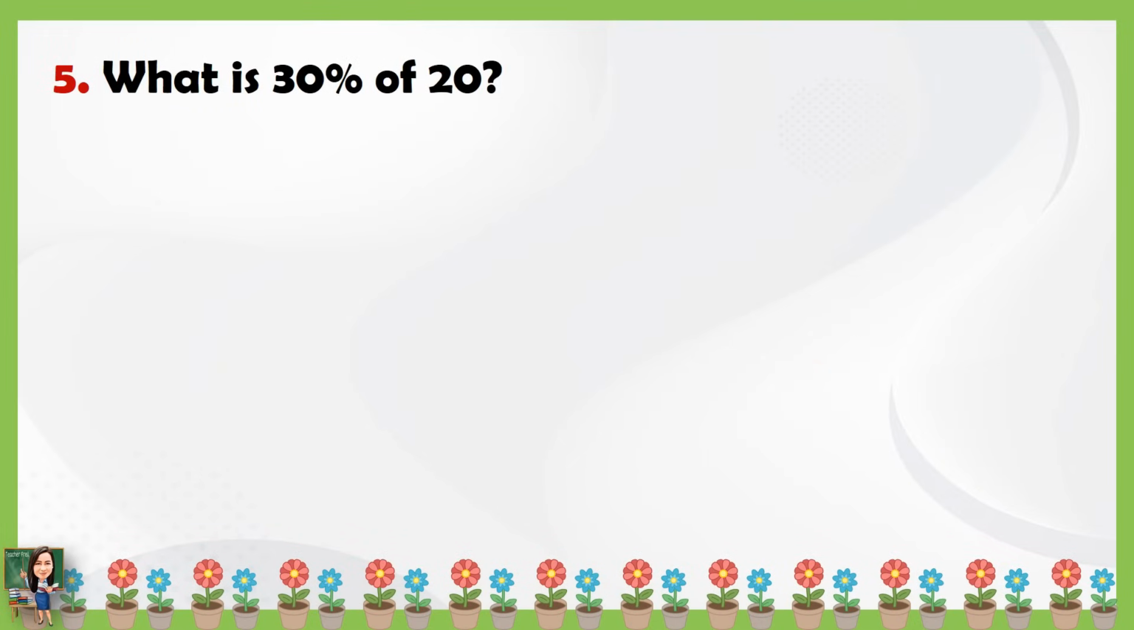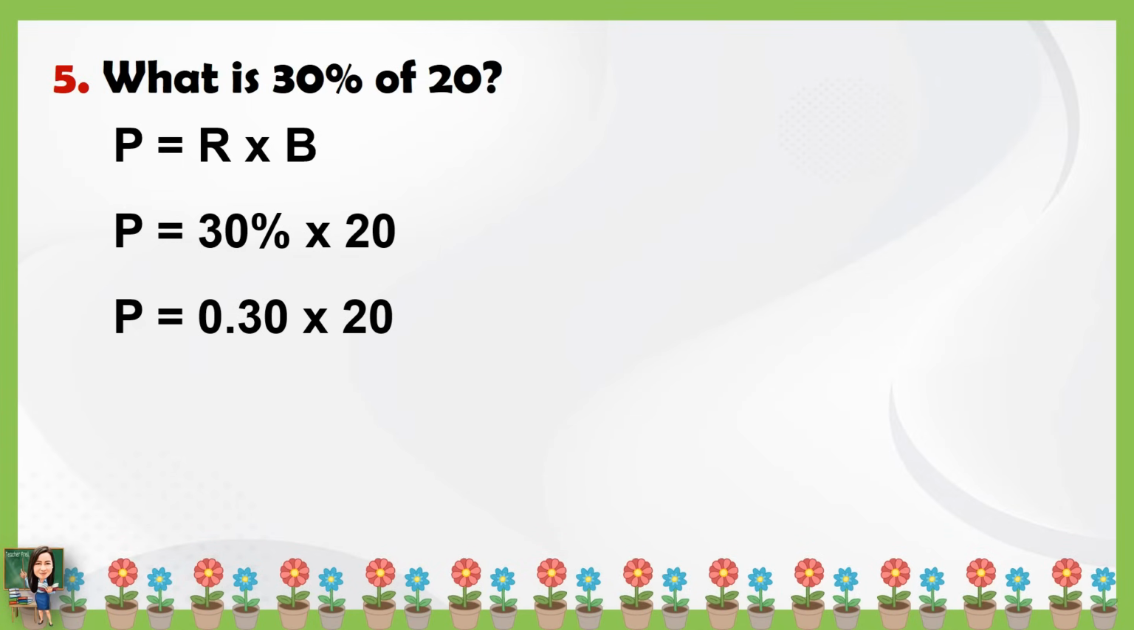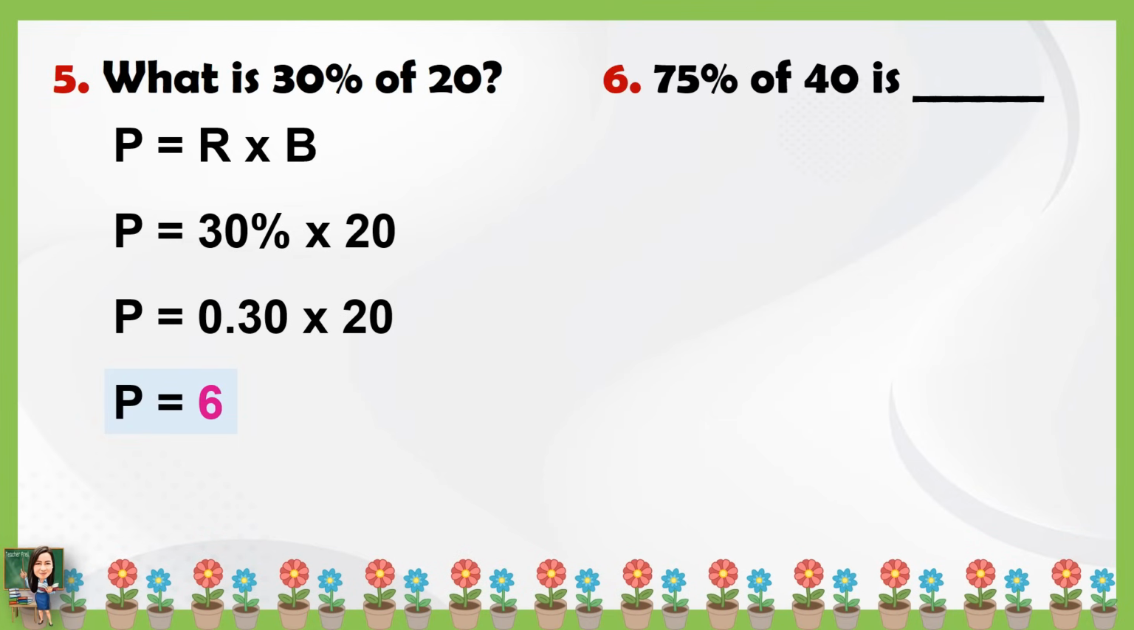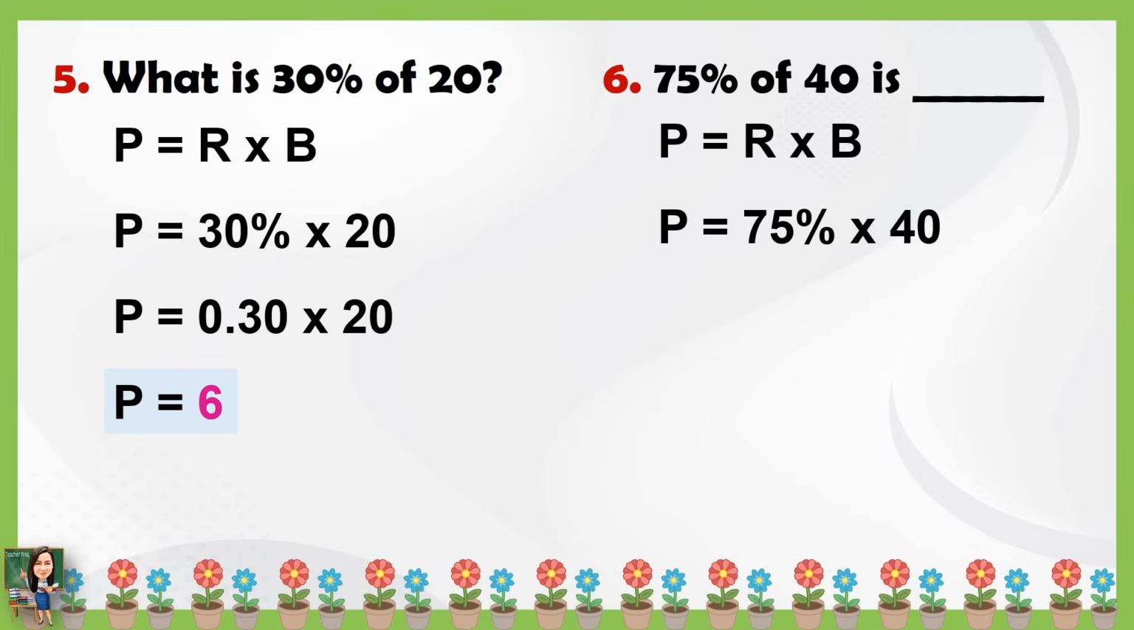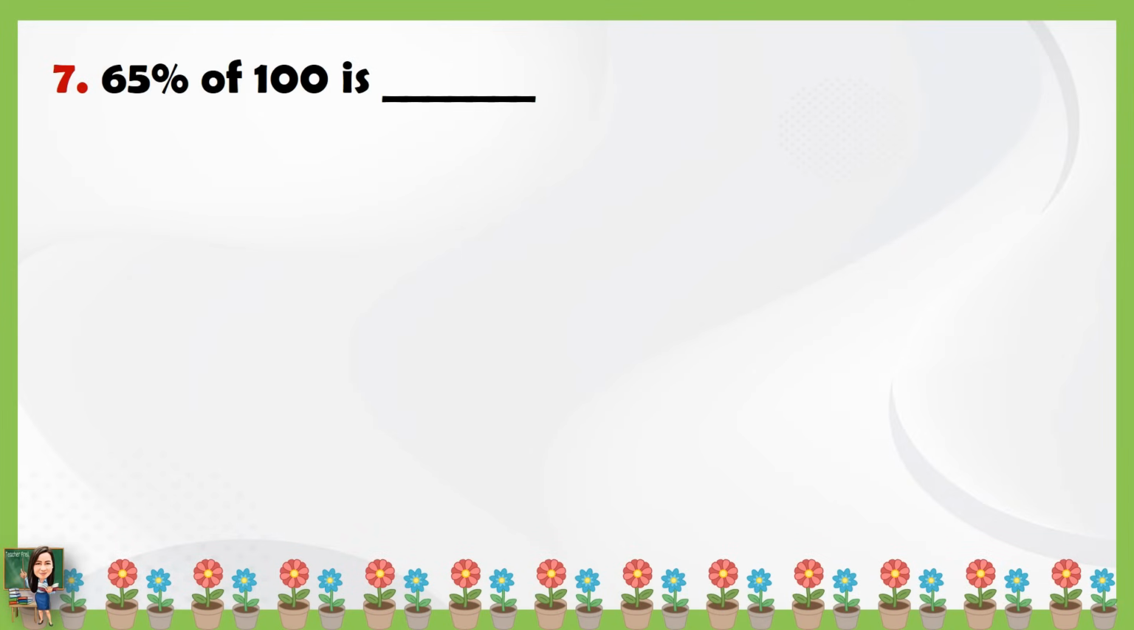Number 5. What is 30% of 20? Use this formula. Percentage equals 30% times 20. In decimal, 30 hundredths times 20 equals 6. The percentage is 6. Number 6. 75% of 40 is blank. Use this formula. Percentage equals 75% times 40. In decimal, 75 hundredths times 40 equals 30. The percentage is 30.